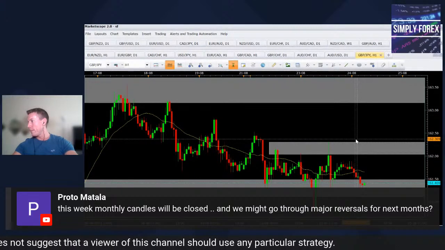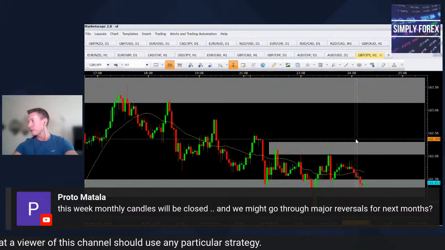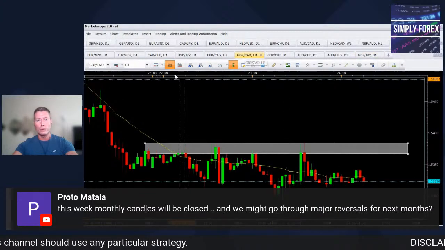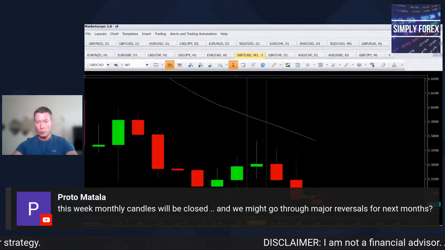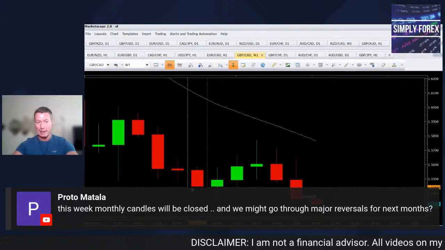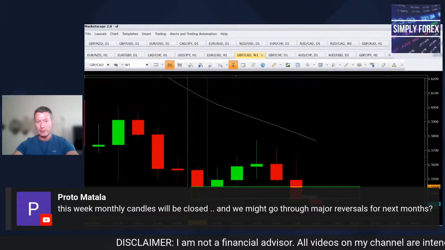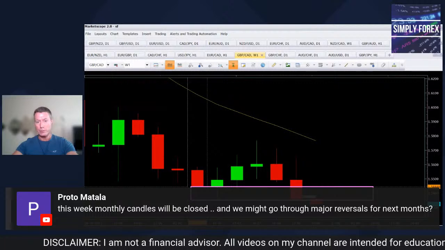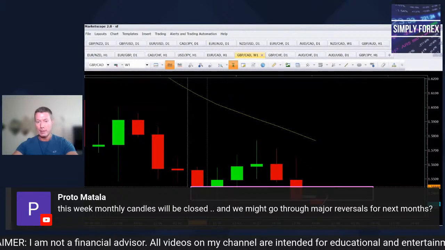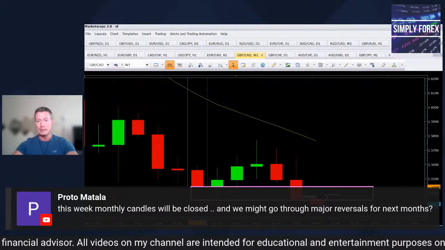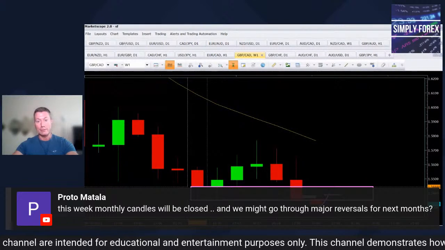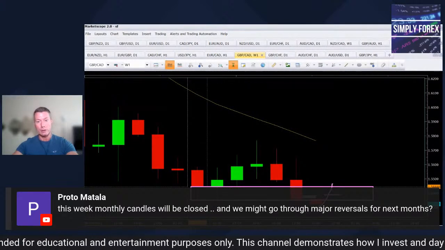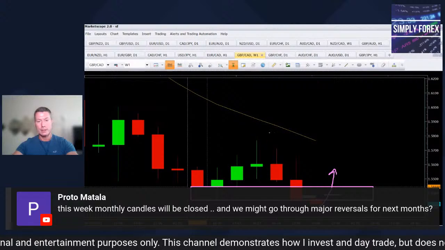If you're talking about pound Canadian dollar still, we want the weekly chart to close back into this area here. We want the weekly chart to come back up and close into this zone. Then you might have some hope of recovering that trade upwards.